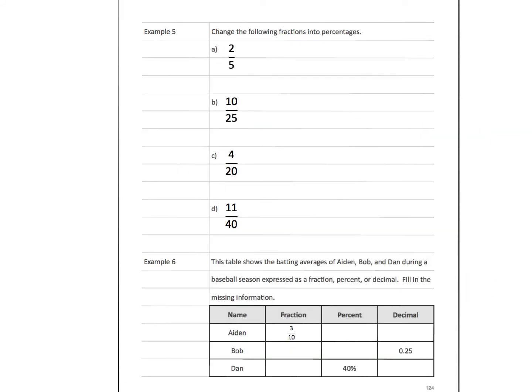Let's change the following fractions into percentages. Fractions into percentage. Remember, percent is out of 100. So what are we going to change the 5 to make it 100? We're going to multiply it by 20. So 2 times 20 is 40, which gives us 40%.